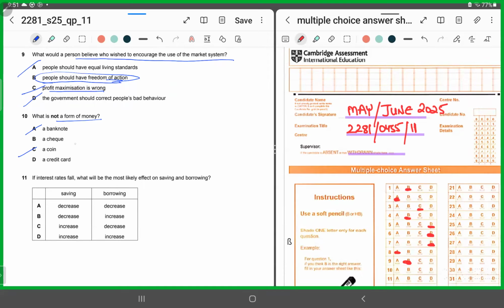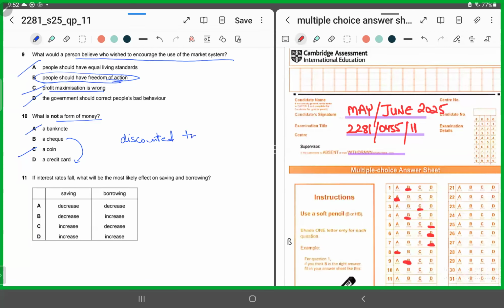But a check and a credit card, they both are what? They both are instruments which facilitate our transactions. But money is what? It's a medium of exchange. So it cannot be B and it cannot be D as well. That is why they have actually discounted this MCQ, right? So B and D both were the correct answers.